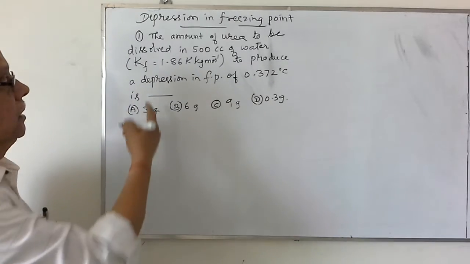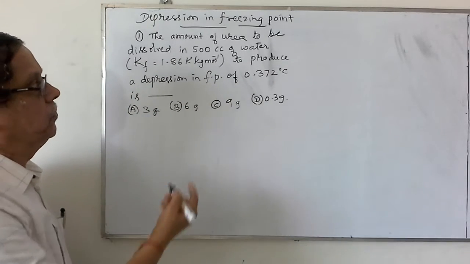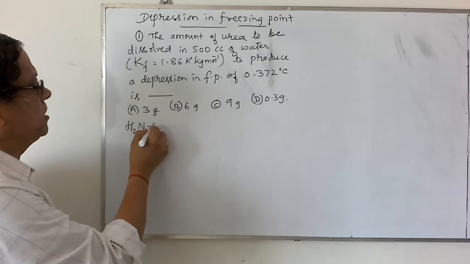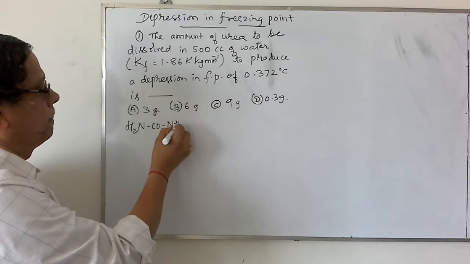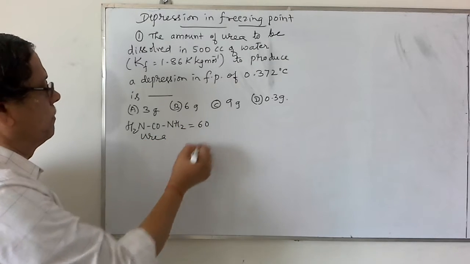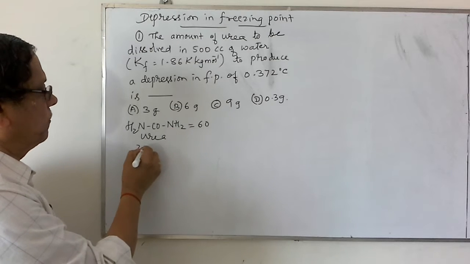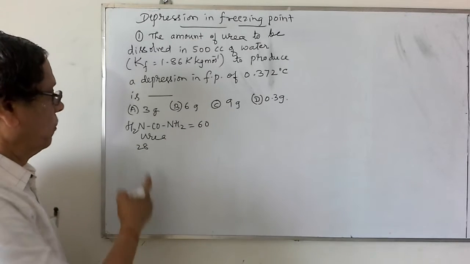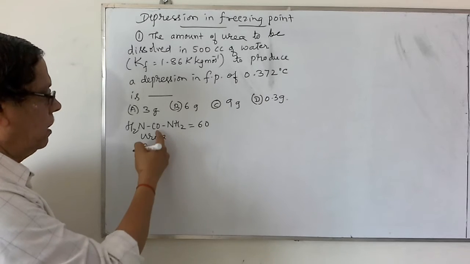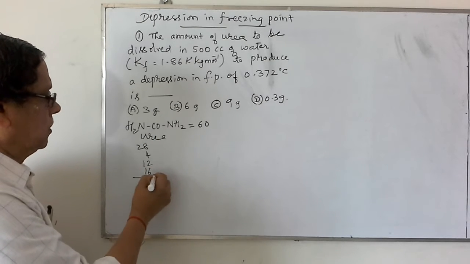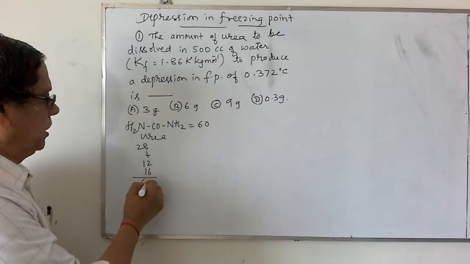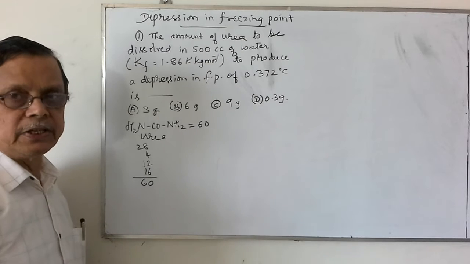So we have a direct question on the calculation of the amount of urea required. Now if you consider this urea, its formula is NH2CONH2. Its molecular mass is 60. There are 2 nitrogen atoms for which it is 28, for 4 hydrogen atoms it is 4, 1 carbon 12, 1 oxygen 16. So molecular mass is 60.